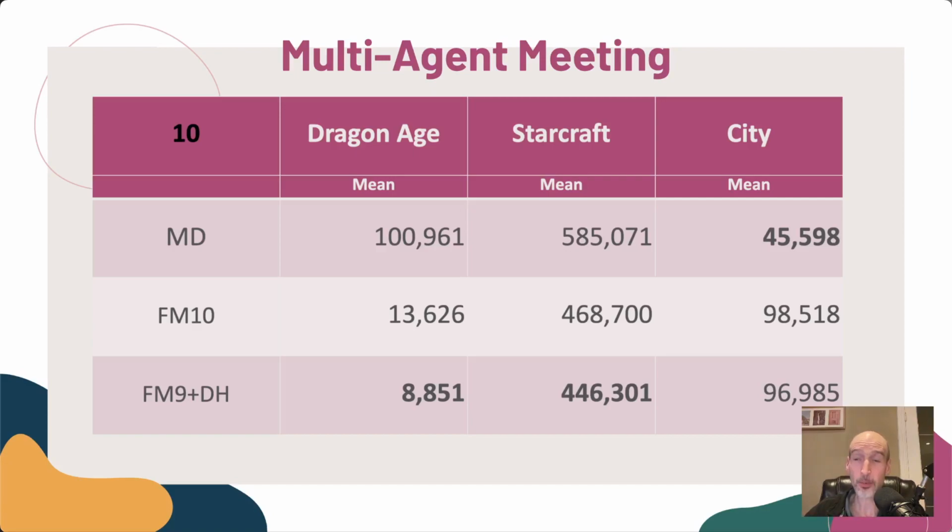If we look at the multi-agent meeting problem, this confirms things are consistent here. The median and the mean always correspond, so we're only showing the mean here. But we see that on Dragon Age, we're doing much better. On StarCraft, we're doing slightly better by adding the differential heuristic, but still better and statistically significant. And then on city maps, we're actually doing much worse.